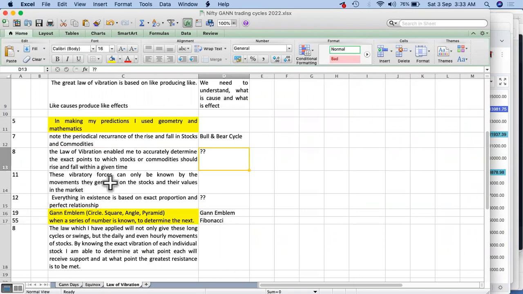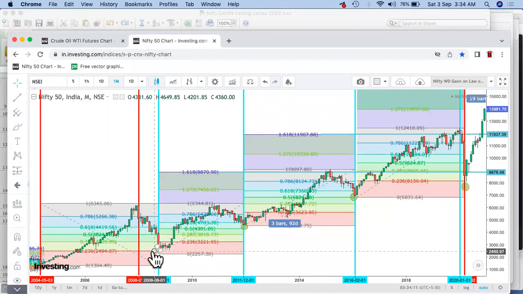This vibratory forces can only be known by the movements they generate on the stocks and their values in the market, right? So this is talking about movement that they generate and their values in the market. Now, this is maybe probably in general as such, we are not able to get an exact conclusion from this part. Next is everything in existence is based on exact proportion and perfect relationship, right? Now, maybe this may be a proportion which is there and a relationship which is there, but again, not quite.